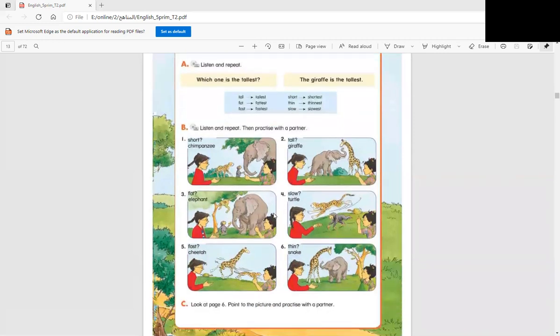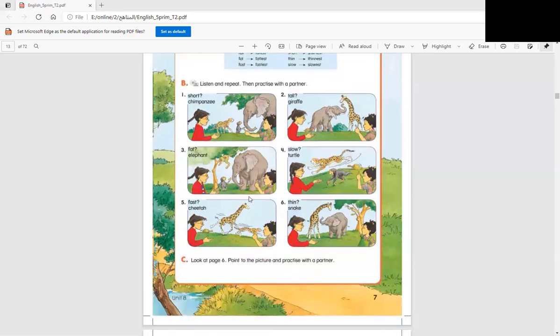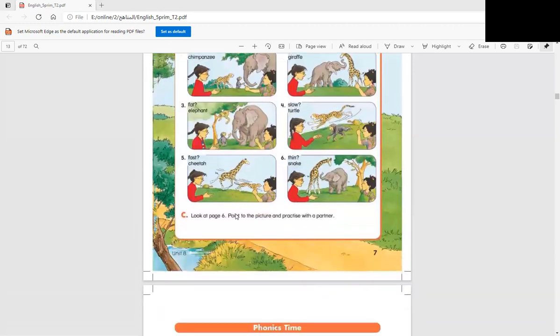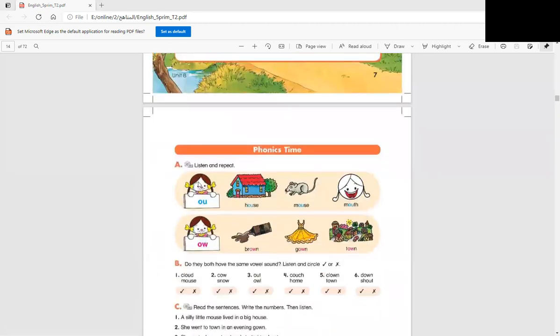So we use the superlative adjectives. We put the plus adjective plus EST, okay? The tallest, the shortest, the fastest, the slowest, the thinnest, okay? The fastest, okay. And here we have the vowels, O-U and O-W: house, mouth, mouse, brown, gown, town, okay?